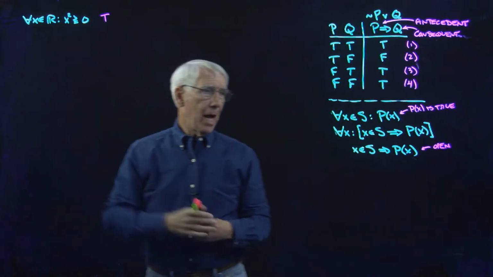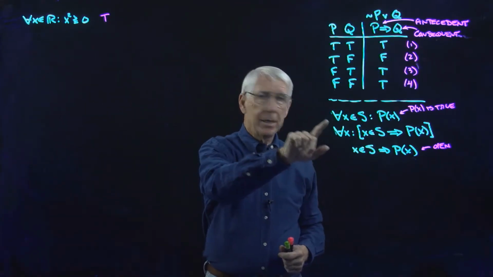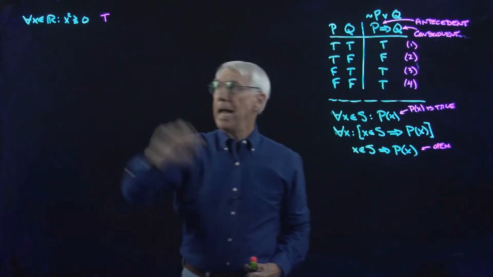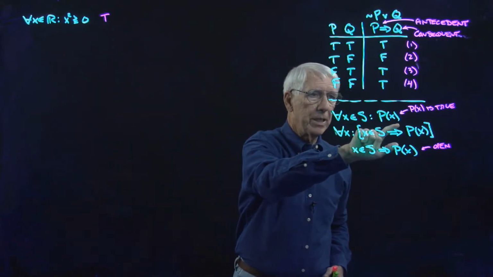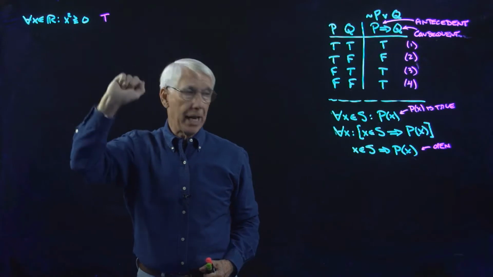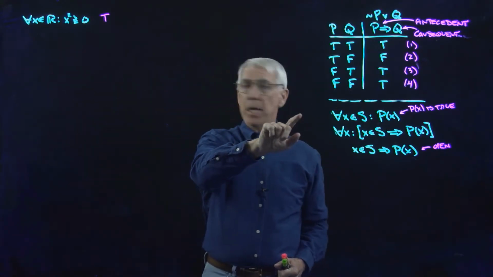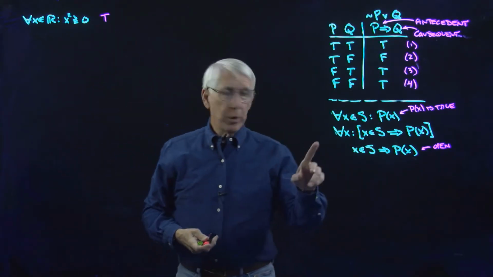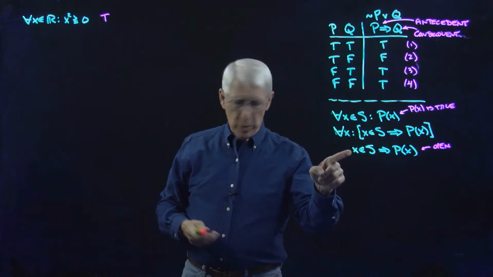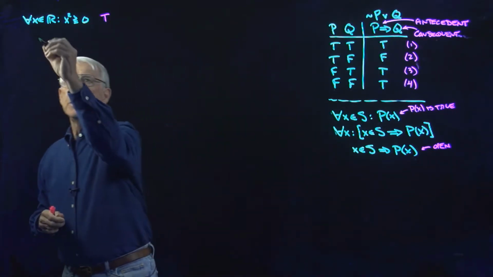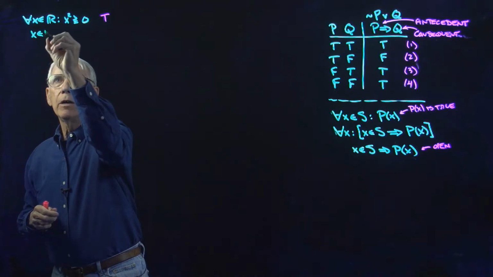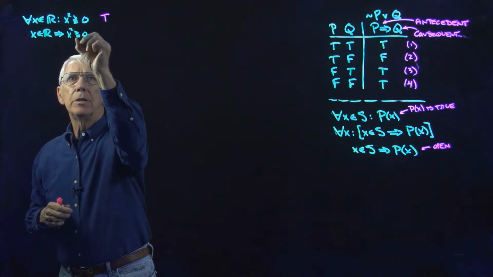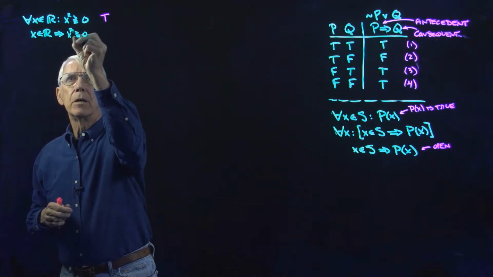But notice that I could have written this closed statement this way. Here I have for all x in S, so R is playing the role of S, and x squared greater than or equal to 0 is playing the role of p of x. That's an open statement, but it's closed by quantifying it, and so this is a closed statement. It's true. But I might have written it this way instead: x in R implies x squared is greater than or equal to 0.